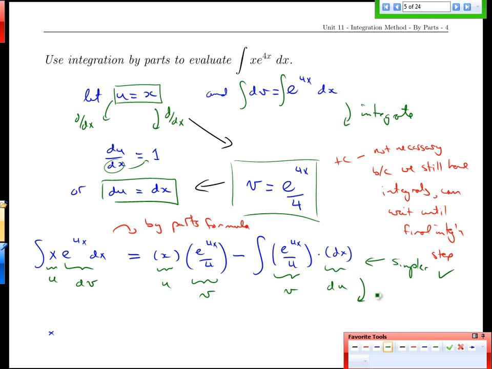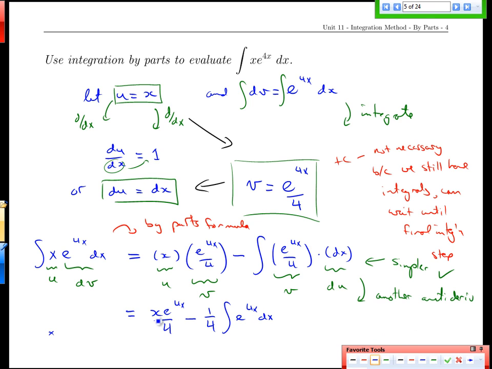So we can now do another antiderivative and evaluate it immediately. So we'll get x e to the 4x over 4. We'll simplify that a bit. x e to the 4x over 4 minus, now I've got to be a bit careful here, I'll do it in two stages, 1/4 e to the 4x dx. And then we're going to do the integration, so we keep this term the same, x e to the 4x over 4 minus 1/4 the integral of e to the 4x.